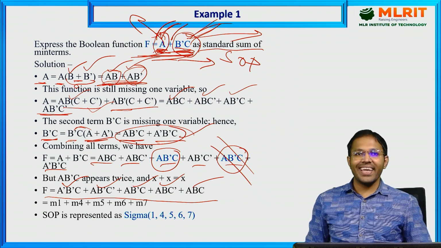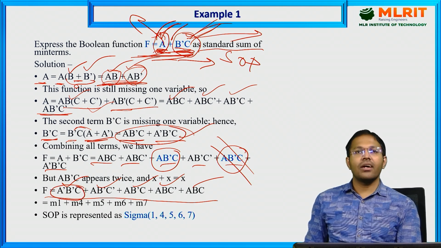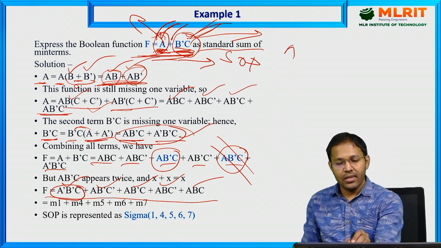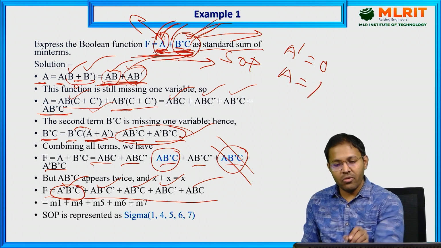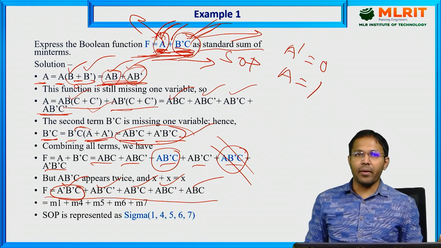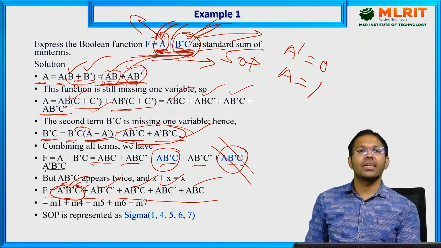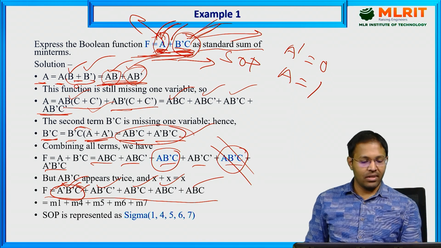Now, if you look at this term, A complement, B complement, C. Complement you can represent in terms of 0, true form you can represent in terms of 1. So it is as good as 0, 0, 1. The decimal equivalent of 0, 0, 1 is 1. Hence you have M1.